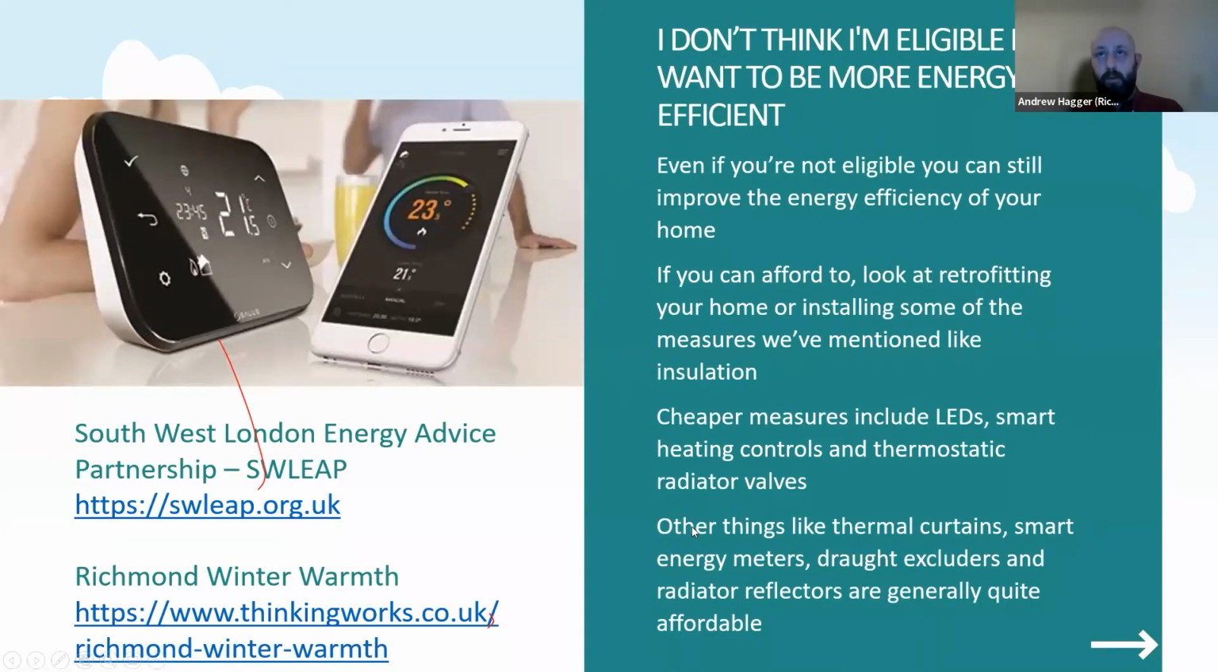And if you don't think you're eligible, but you do want to be more energy efficient, then you can still improve the energy efficiency of your home. So there's lots of different things you can do. If you can afford to, you can look at retrofitting your home or installing some of the measures we've mentioned here, like insulation, solar panels, things like that.